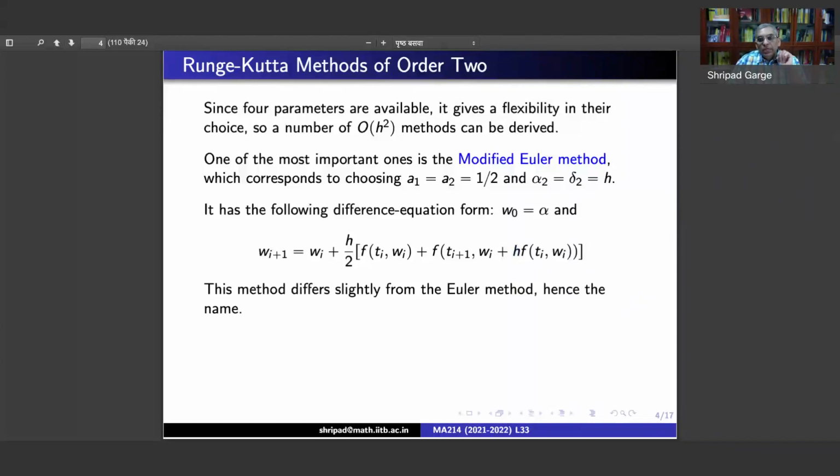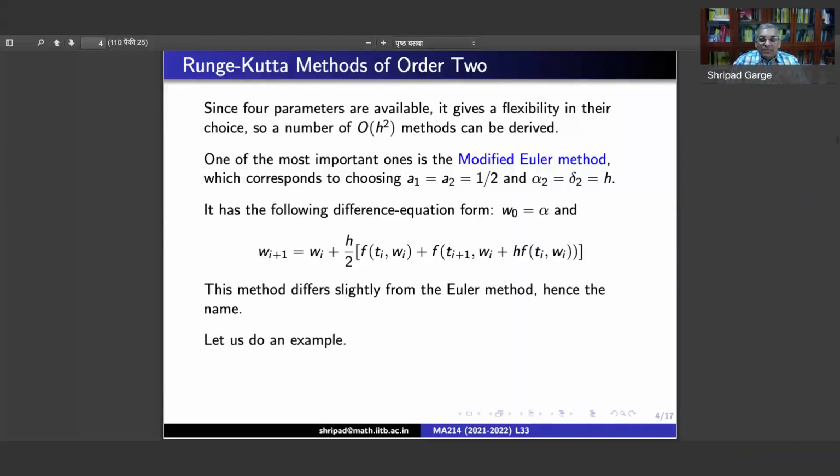This differs very slightly from the Euler method, as you will notice, and therefore the name is modified Euler method. Okay, I told you that for the Euler method, our function capital T was simply the f, and here we have modified it by some slight change, and therefore this is called the modified Euler method.